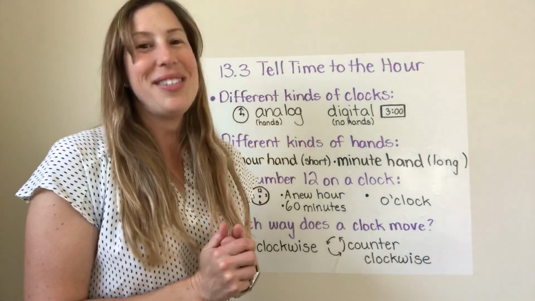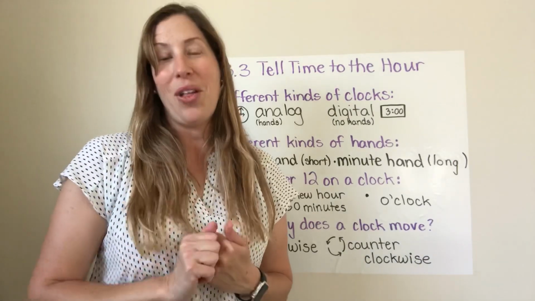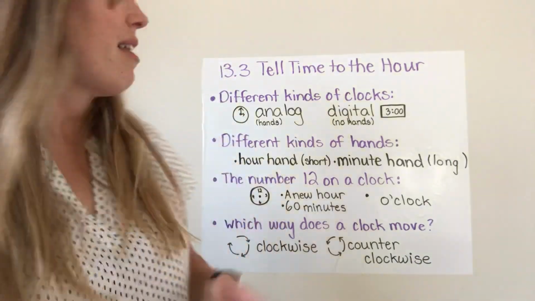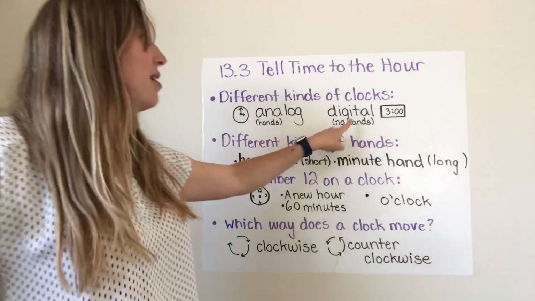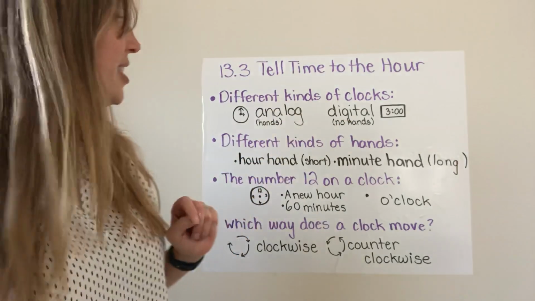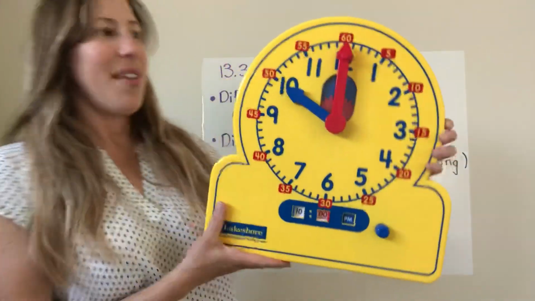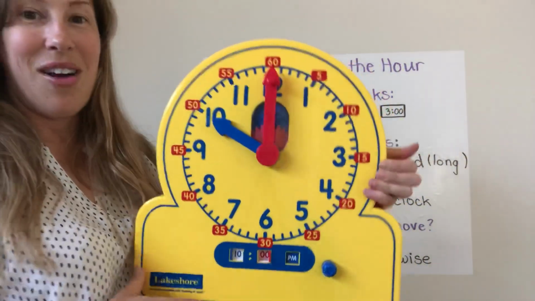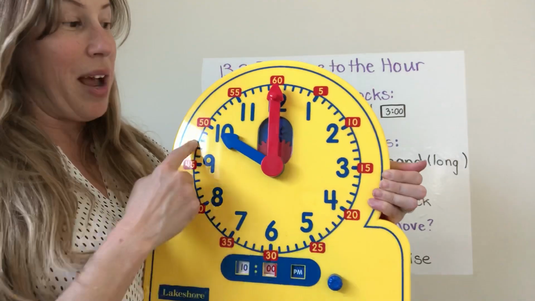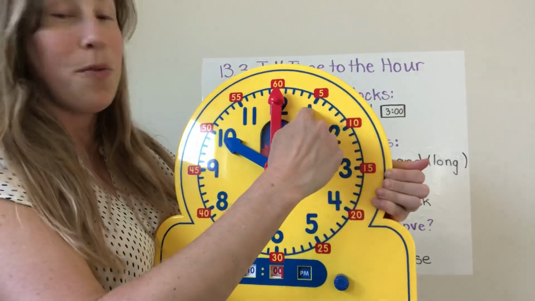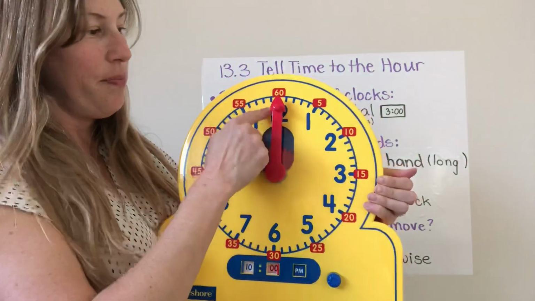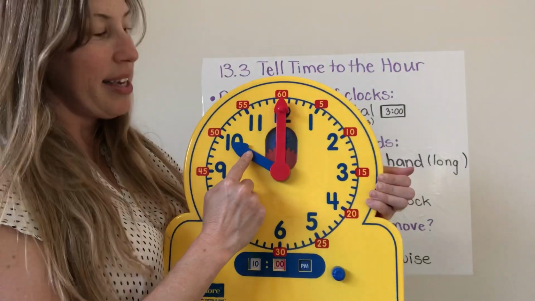All right, we are going to start by talking about the two types of clocks that we commonly see. They are analog clocks and digital clocks. Now the difference between the two is in the way they look. An analog clock is this type of clock. It's round and it has numbers that go from 1 to 12, and it also has two hands.